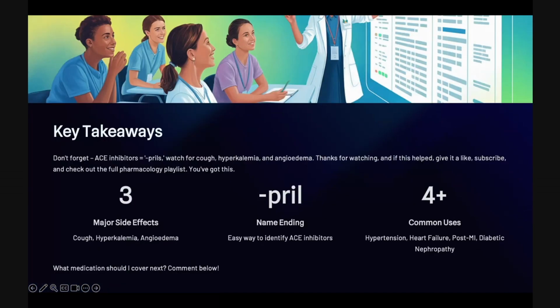Key takeaways: don't forget that with ACE inhibitors, you want to watch for cough, hyperkalemia, and angioedema. Three major side effects that are usually tested on: the cough, hyperkalemia, angioedema. Of course, there's a slew of other side effects, but these are the most commonly tested. Remember, the pril ending is an easy way to identify ACE inhibitors. For common uses: high blood pressure, which is hypertension, heart failure, post MI, diabetic nephropathy.